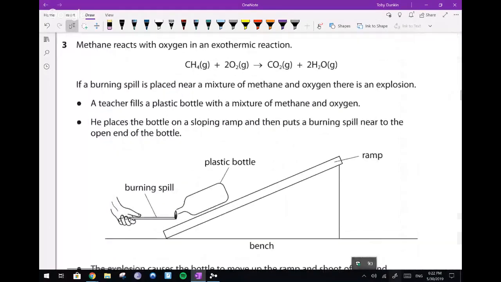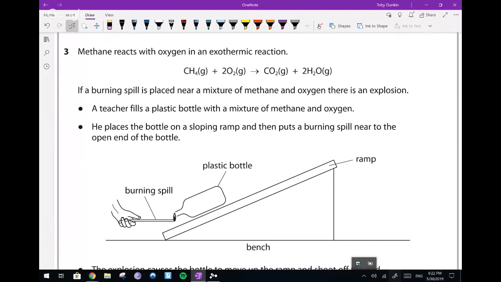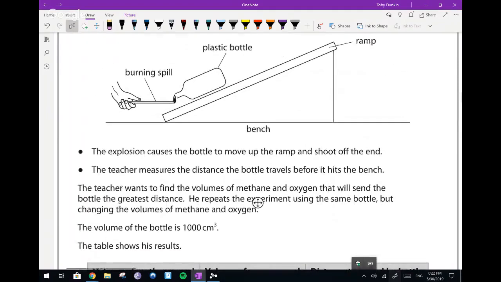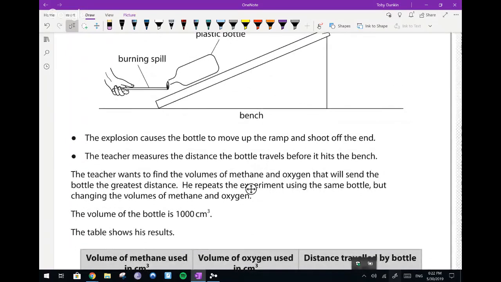Okay. Oh, do you know what? I loved seeing this because Year 11, I've loved doing all of my various demonstrations for you, and bottle rockets is one of my favorites. So methane reacts with oxygen in an exothermic reaction. If a burning splint is placed near a mixture of methane and oxygen, there is an explosion. A teacher fills a plastic bottle with a mixture of methane and oxygen. He places the bottle on the sloped ramp, and then he puts the burning splint near the end of the bottle. An explosion causes the bottle to move up the ramp and shoot off the end. The teacher measures the distance the bottle travels.